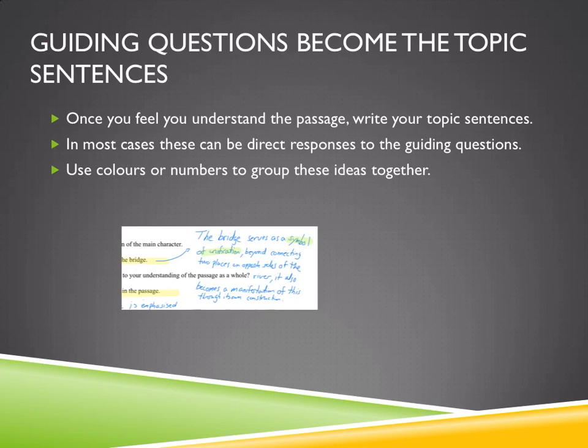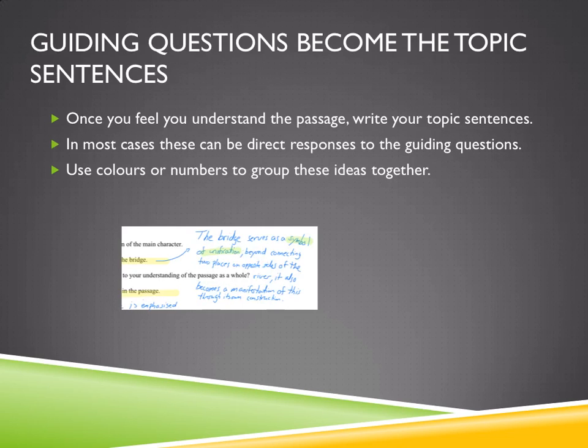So in this case, my first question, as you remember, was: explain the significance of the bridge. My topic sentence in response to that is: the bridge serves as a symbol of unification. Beyond connecting 2 places on opposite sides of the river, it also becomes a manifestation of this through its own construction, right? Because the bridge is made up of integral pieces that seem to be contrasting, so it becomes a symbol of unification itself.